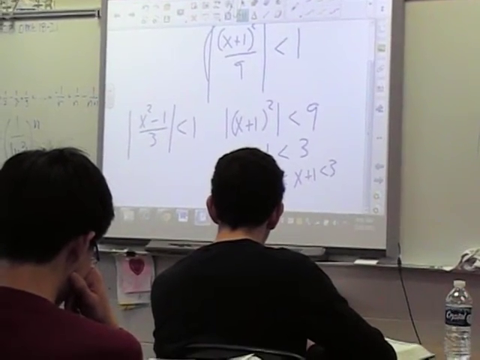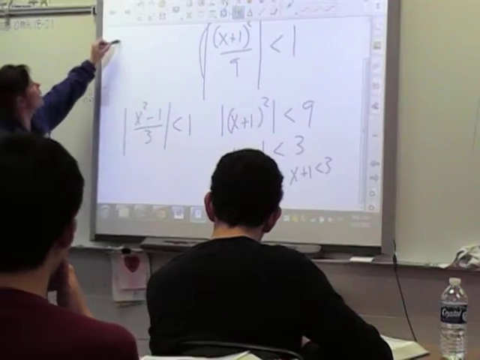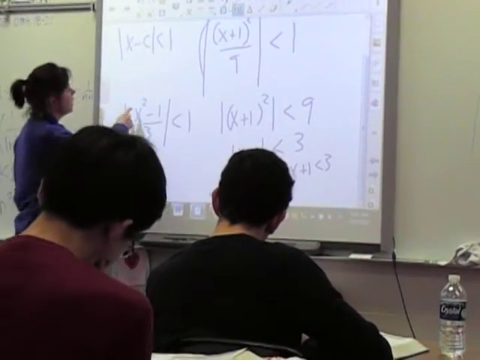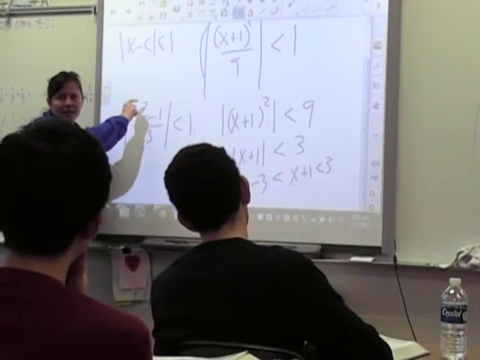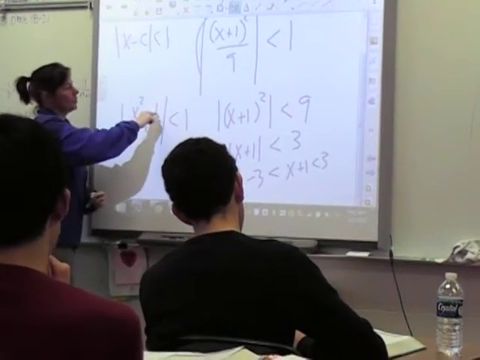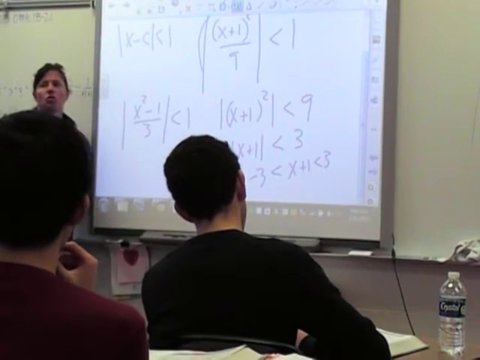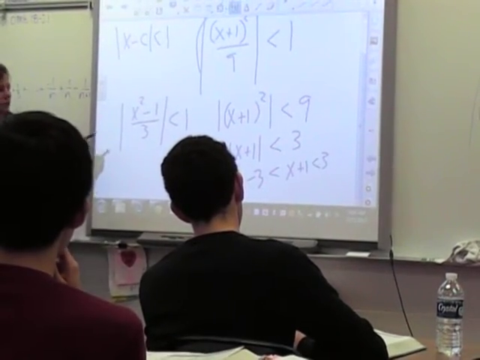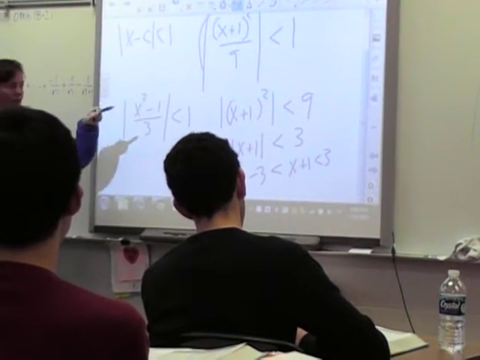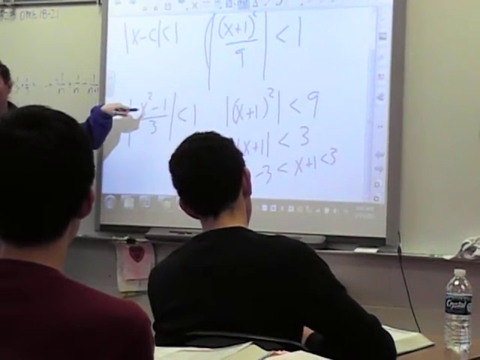The parentheses, the square. Remember, when I'm solving for absolute value of x minus c is less than r, I have to isolate the x, or whatever's added or subtracted. This minus 1 is added to x squared. So this one is centered at what? Negative 1. This one is centered at 0.